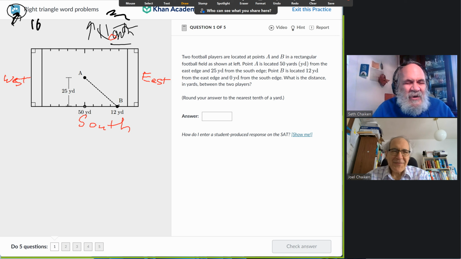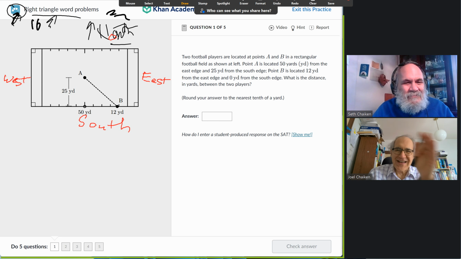My approach, and I haven't read the question, is to very briefly check that the picture is consistent with the words, and then work from the picture. Point B is located. Okay, right. That makes sense. So it seems like the picture is consistent with the words, doesn't it? Yeah. So now of course you're in Khan and you're told that this is a right triangle word problem, so you know you're going to have to use right triangles.